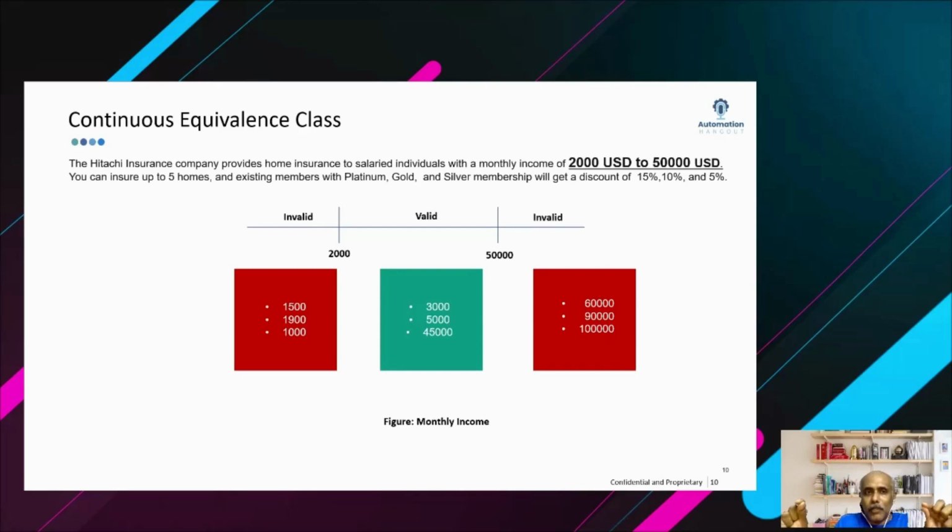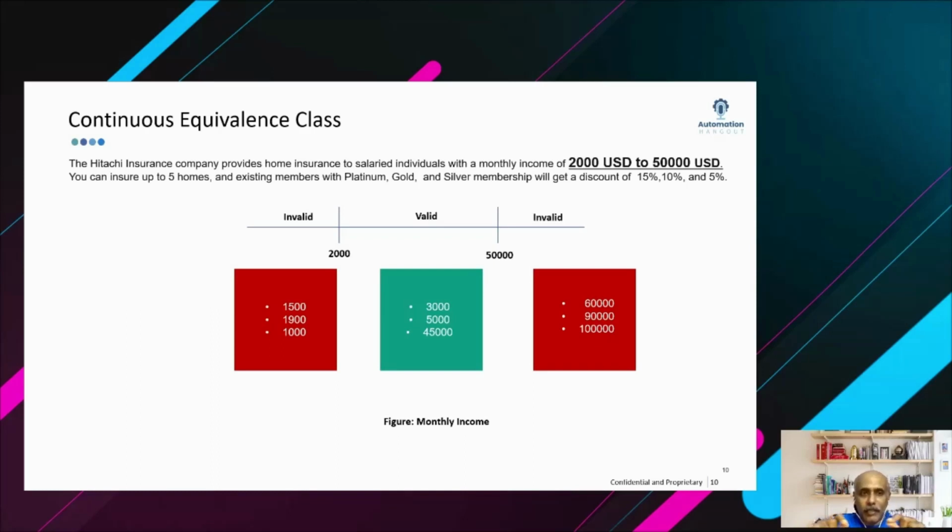So it's a range of numbers that you're dealing with. In this case, there is one valid class, which is a number between 2,000 to 50,000, and then there are 2 invalid classes, one below 2,000 and the other above 50,000. And again, the assumption is, if I'm testing the first invalid class with 1,500, I get the same output as if I was testing with 1,900 or even 1,000. And the same applies to valid also. If I test with 3,000 and it's working fine, that means it is going to work fine with 5,000 as well as with 45,000. That's the principle behind this particular technique.